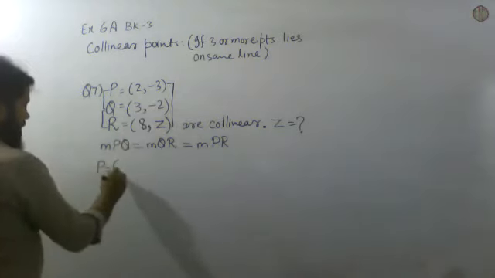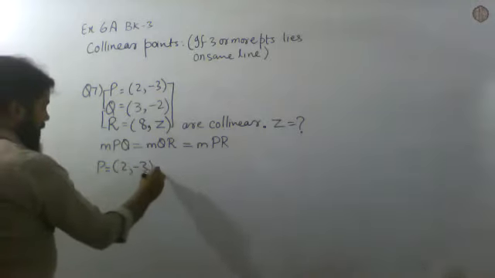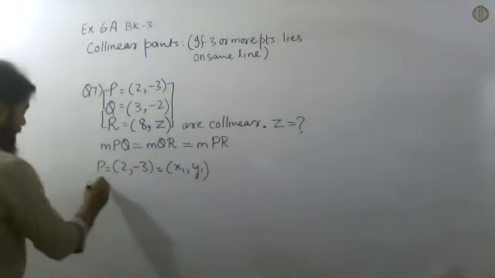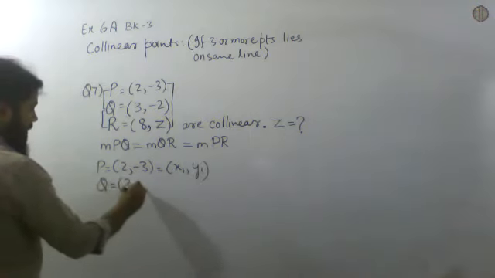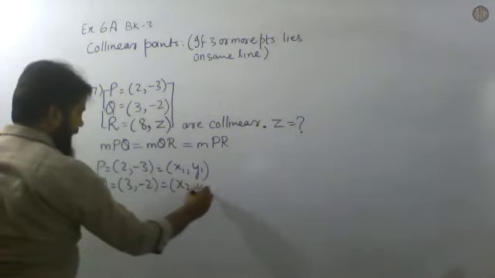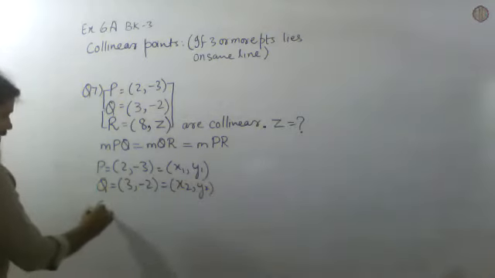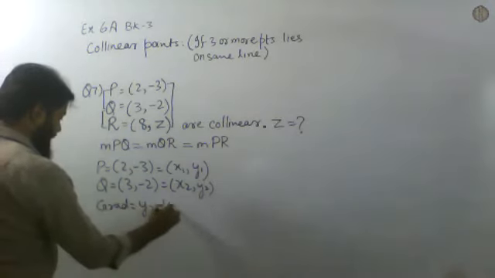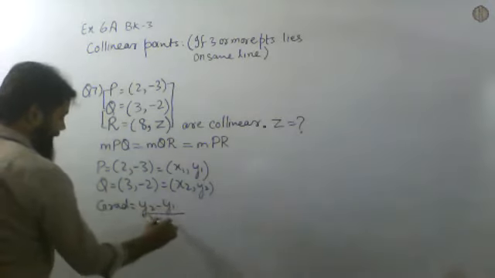P is 2 comma minus 3, which is x1 comma y1. Q equals 3 comma minus 2, which is x2 comma y2. Gradient formula is y2 minus y1 upon x2 minus x1.